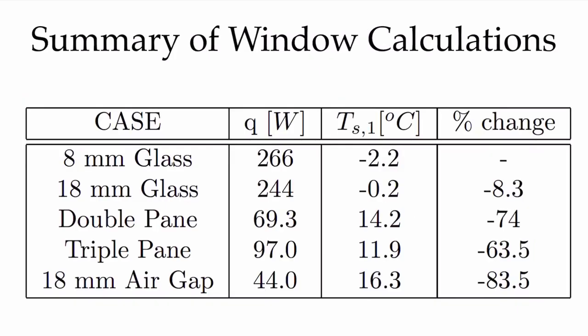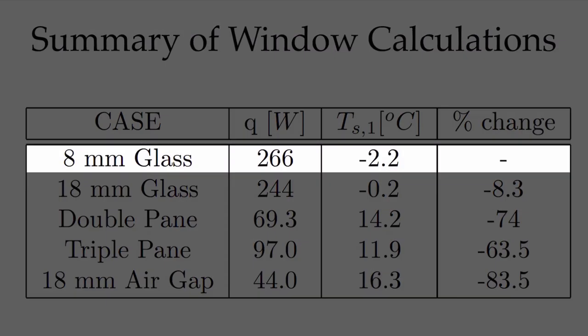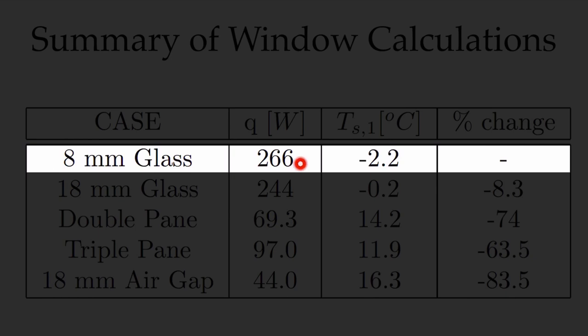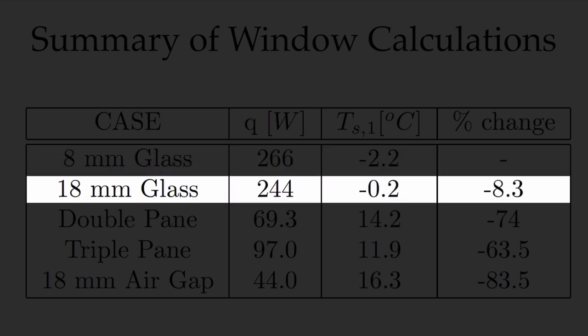Let's summarize our window calculation. So we started with an 8 millimeter glass pane, and we found 266 watts of heat loss and a surface temperature well below zero, causing all kinds of interesting problems. When we replaced it with glass, we saw a noticeable but relatively minor change. It was 8.3% reduced. We still had a temperature on the surface below zero.